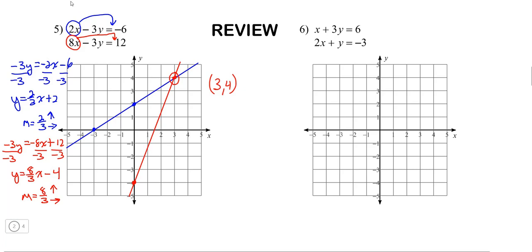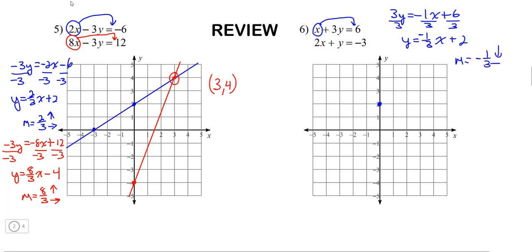All right, last example, number 6. x plus 3y equals 6. We're going to take this x and move it here, making it a negative x. So this is going to become 3y equals negative 1x plus 6. Then we're going to divide by 3. And we get y equals negative 1/3 x plus 2. And so our y-intercept is positive 2, and our slope is negative 1/3.